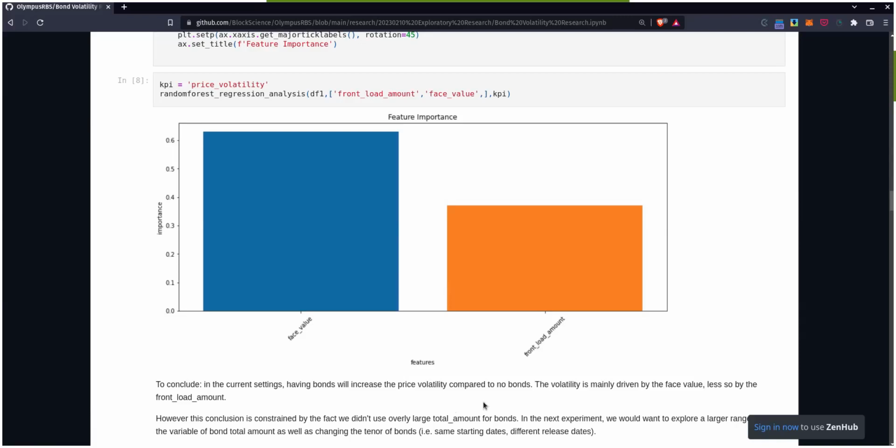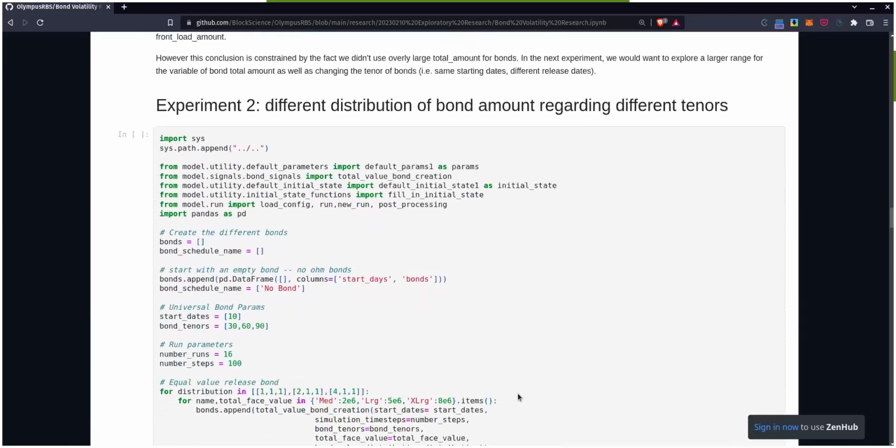However, this conclusion is also constrained by the fact that we didn't use an overly large total face amount for all the bonds. So in the next experiment, we're going to address that too.